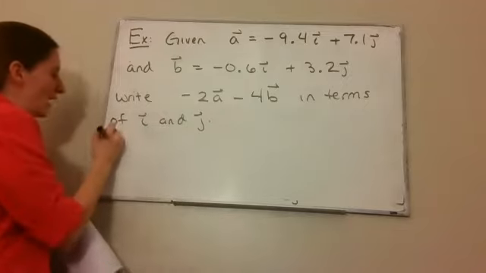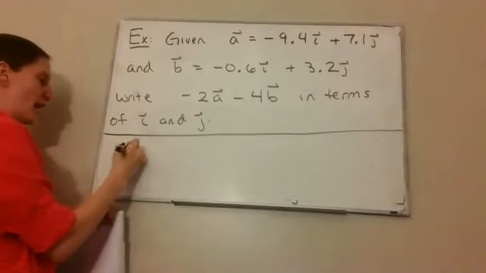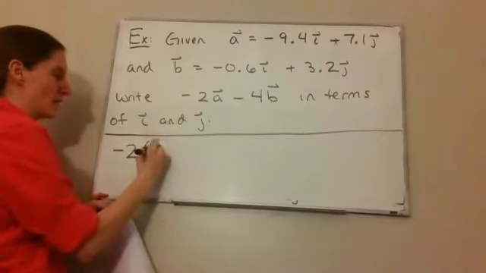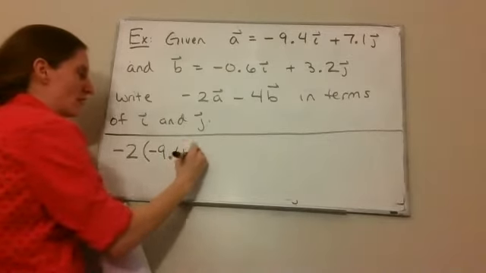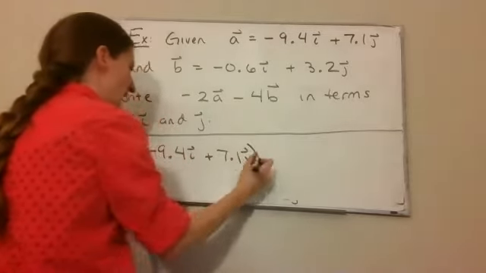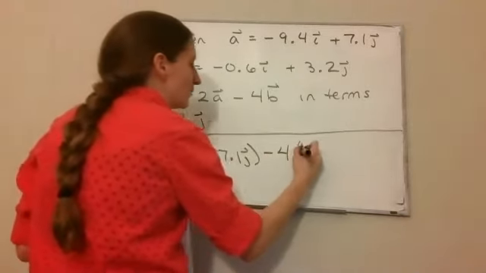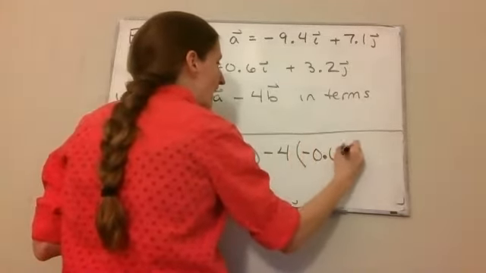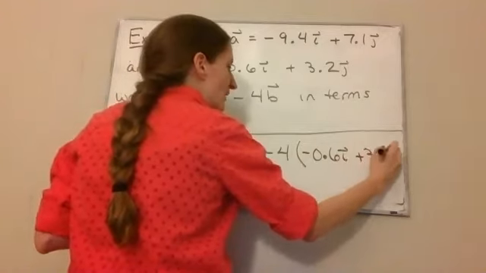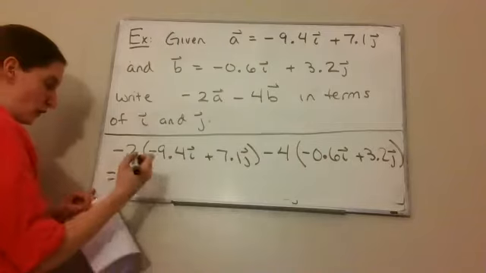Well, let's just go ahead and get started. Negative 2 times a would be negative 2 times negative 9.4i plus 7.1j. And then I have minus 4b, and b was negative 0.6i plus 3.2j. So now let's just distribute.